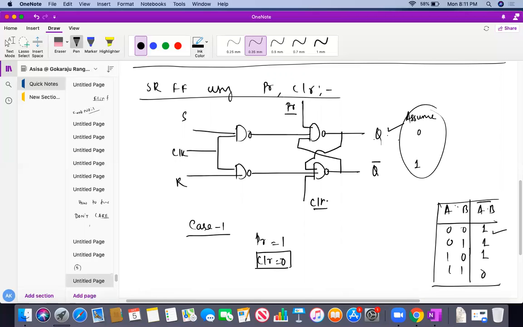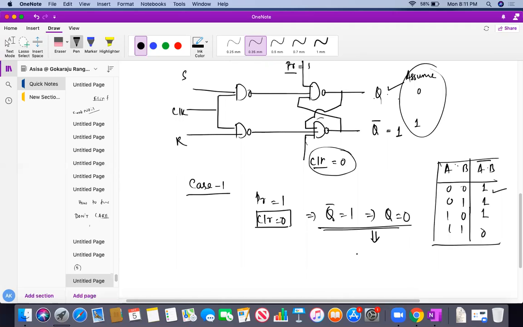Am I correct? So I am giving here clear equal to 0, preset equal to 1. Obviously, if I am giving clear equal to 0 to this NAND gate, I am getting Q bar is 1. If Q bar is 1, obviously I have Q is 0. Am I correct, students? If Q equal to 0, this is called the preset state of the flip-flop. Very important, students. All of you understand.